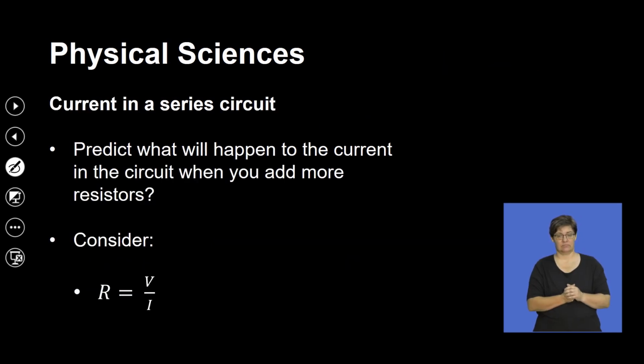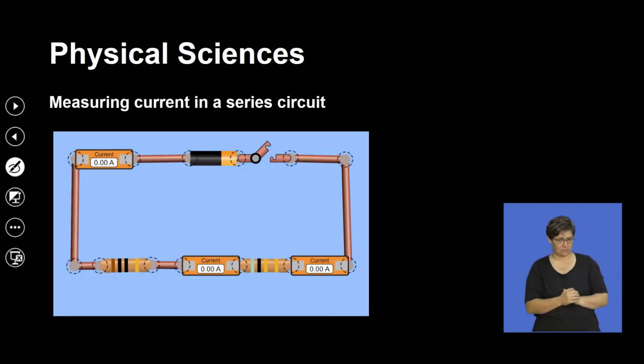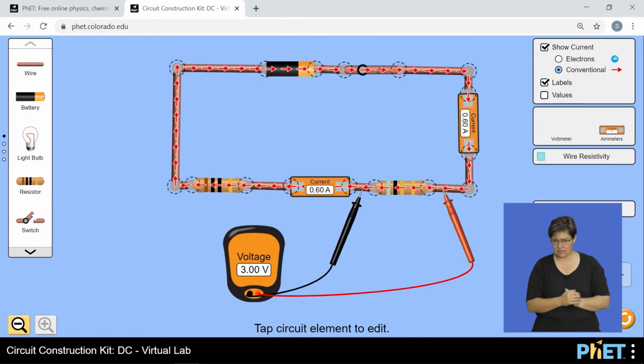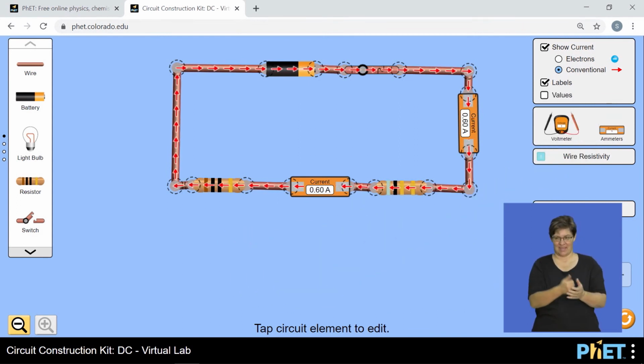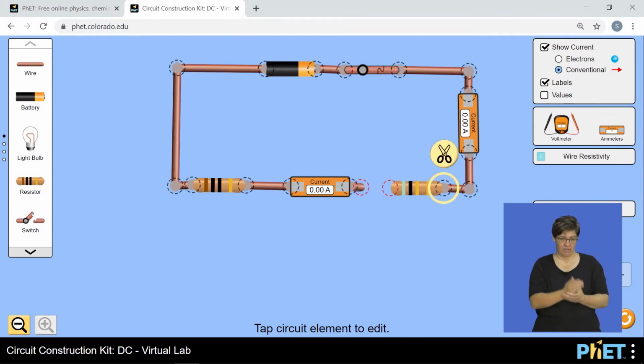Now, the other one: we want to predict what will happen to the current in the circuit when you add even more resistors. We started with a single resistor. If we added more resistors, what effect would that have on the total current in the circuit? Just to go back a little bit to make that comparison, suppose we take out resistor R2, and then we complete that circuit.